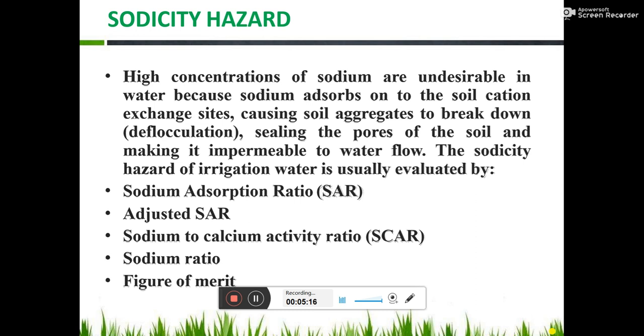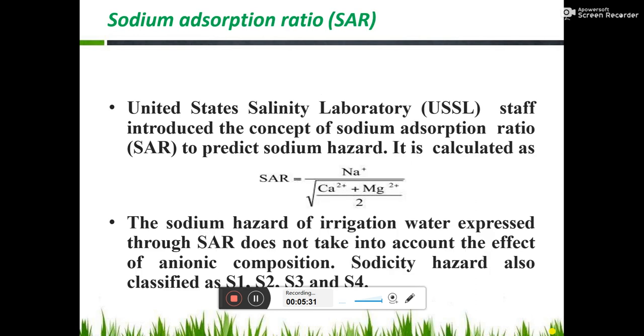The sodicity hazard of irrigation water is usually evaluated by the sodium adsorption ratio, that we call SAR, the adjusted sodium adsorption ratio, then the sodium to calcium activity ratio, known as SCAR, then sodium ratio, then figure of merit. First one is the sodium adsorption ratio. The United States Salinity Laboratory staff introduced the concept of sodium adsorption ratio. The formula is SAR equals sodium upon square root of calcium plus magnesium upon 2.